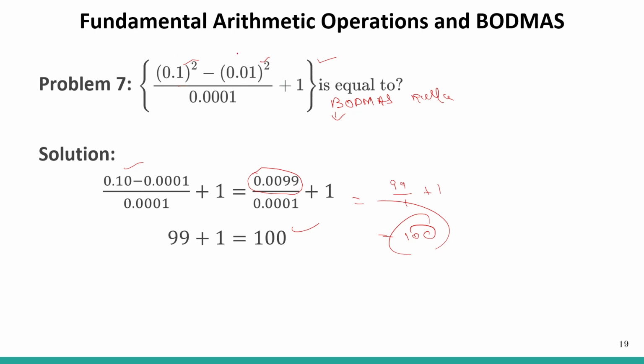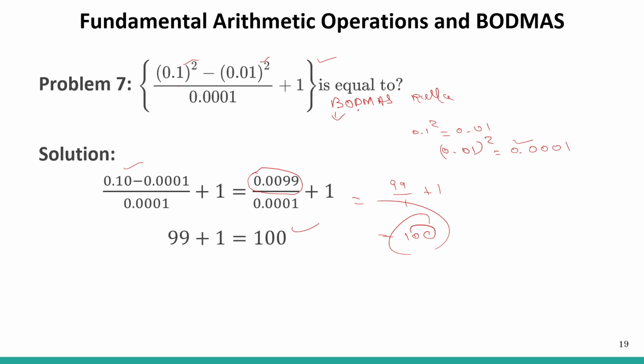In this bracket, there are exponents, so you figure out the exponents and simplify them. So 0.1 square is 0.01, and 0.01 square is equal to 0.0001. So this was it. Then you simplified those, and then you went for exponents.